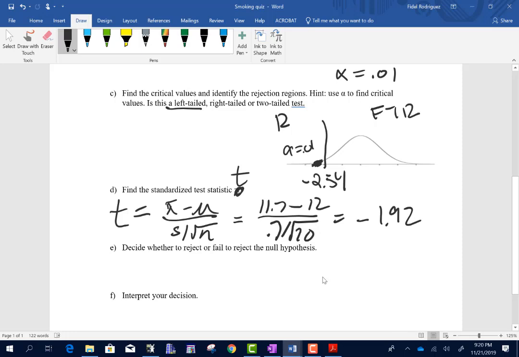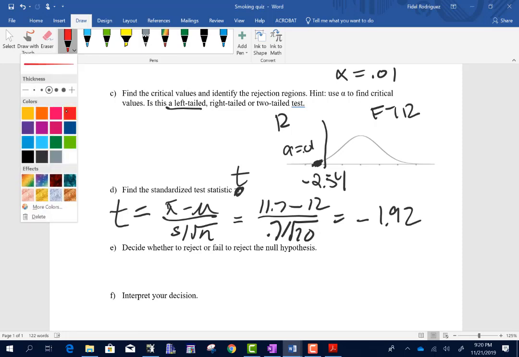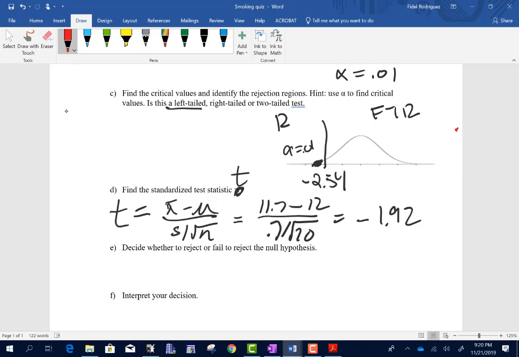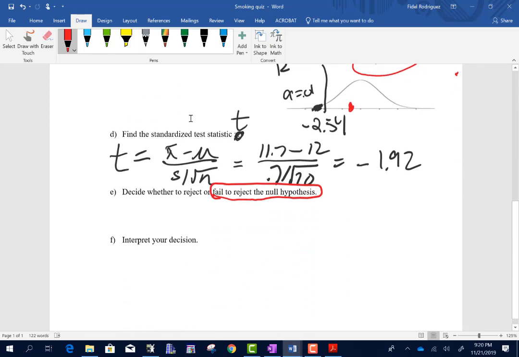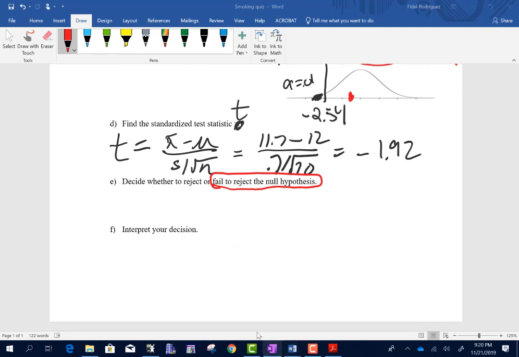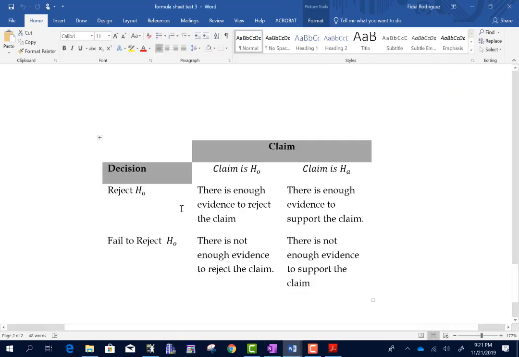Question, guys, negative 1.92. Where would that fall here? Would it be to the left or to the right? That's right, it would be somewhere over here. So we're going to fail to reject the null hypothesis, right? Guys, let me come back over here. Was my claim my H0 or was my claim my HA? My claim was my HA, right? So if I look at my formula sheet, my claim is my HA and we fail to reject, so we're going to say what? There's not enough evidence to support the claim.